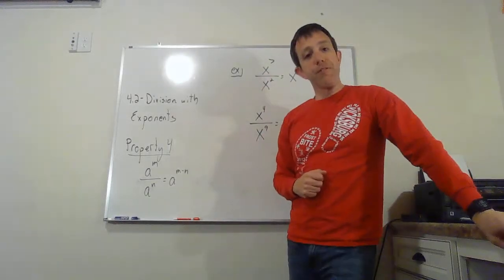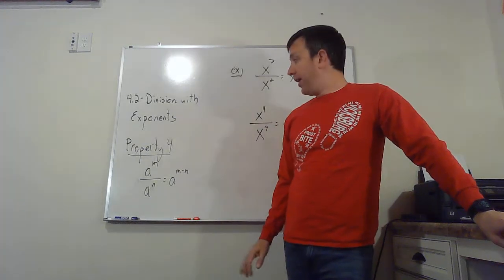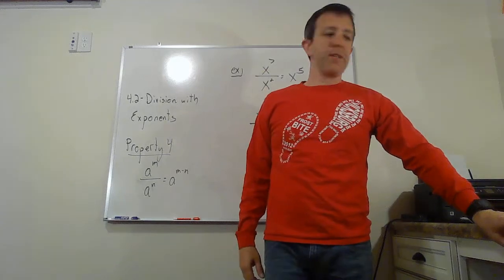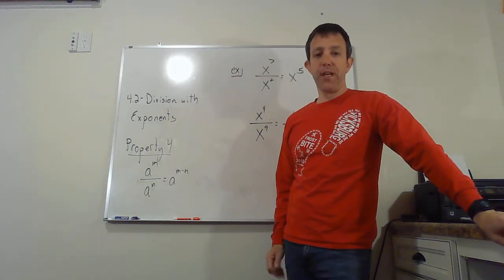All right, welcome back to Introductory Algebra. Today we have section 4.2, division with exponents. So we have another property. We're going to see some other kind of weird stuff here in this section. And we'll end up with an example where we divide with scientific notation.